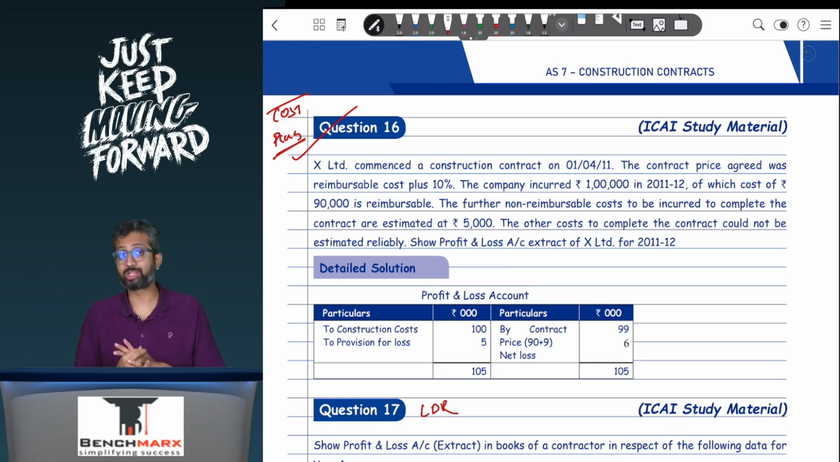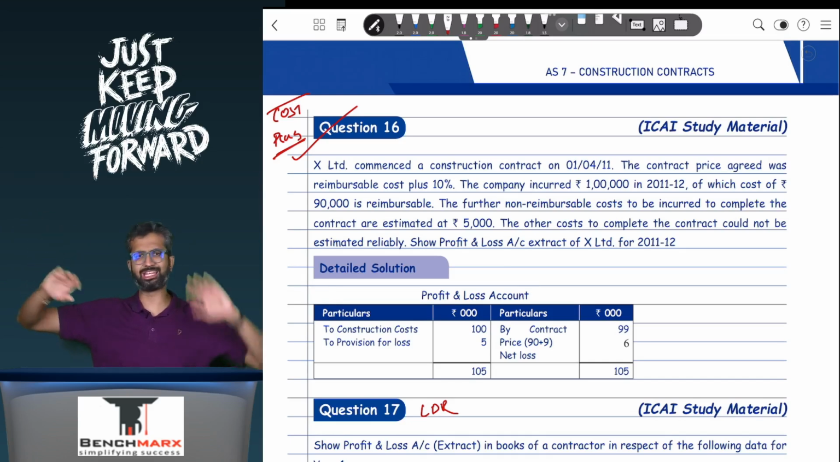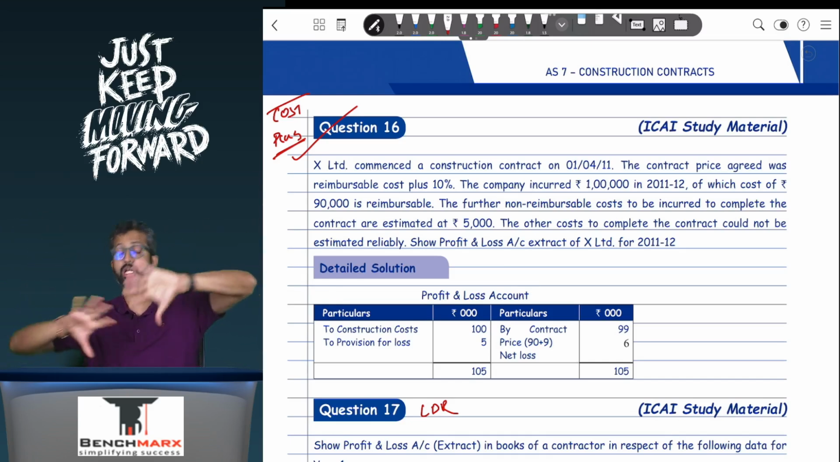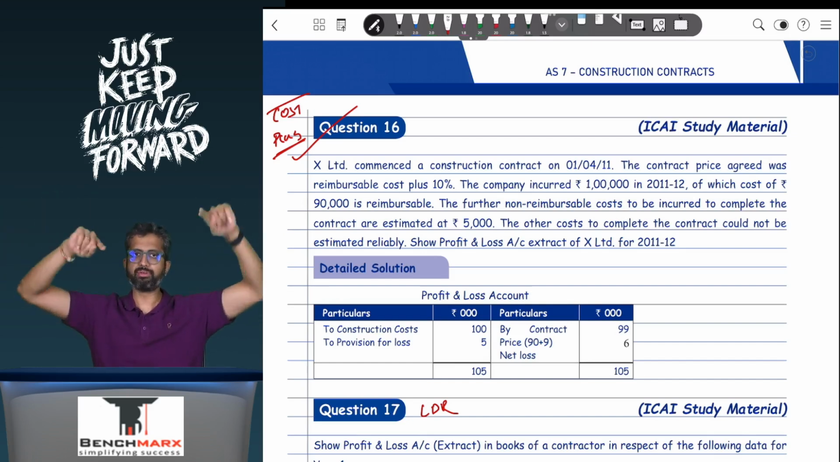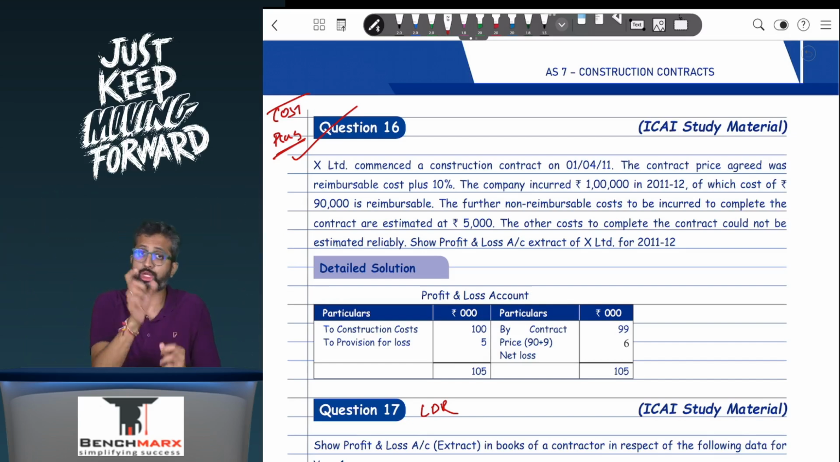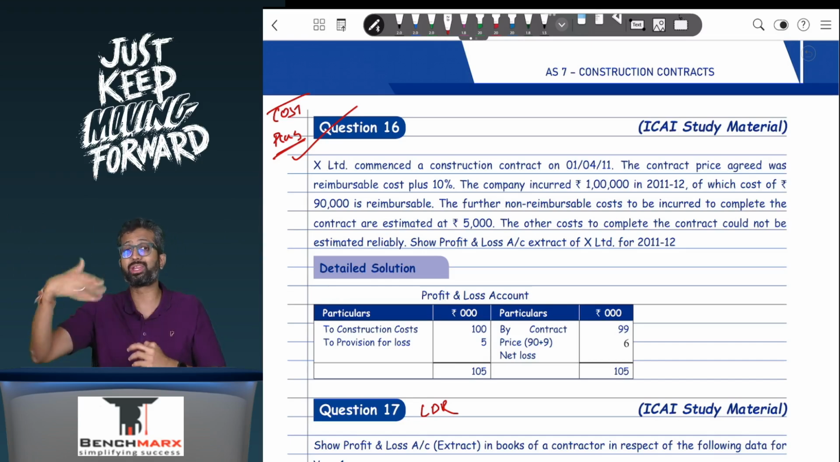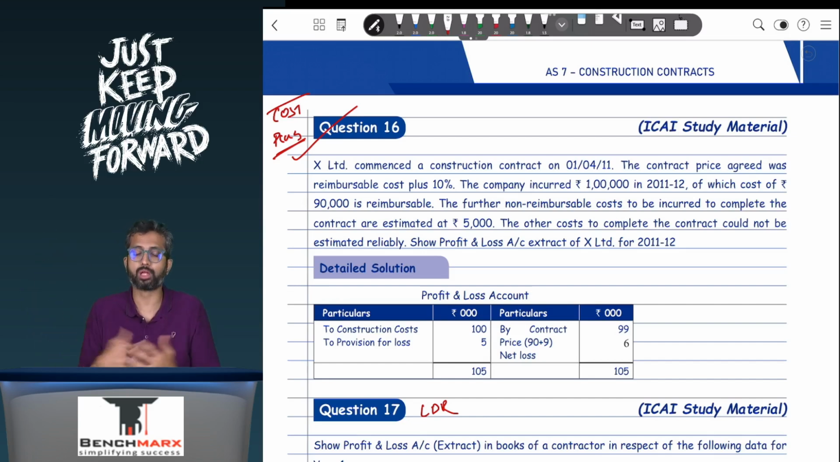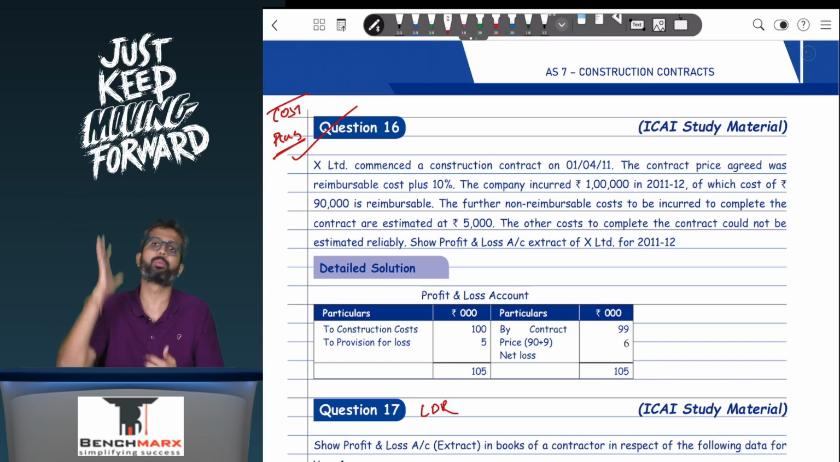Remember, all costs need not necessarily be agreed to be reimbursed. Like they have agreed to reimburse you an economy class ticket, you fly business class. So that additional amount you are not going to get compensation, and hence your cost incurred will include the total cost incurred. However, your contract revenue will be the reimbursable cost plus the profit margin. However, if in the future you are expecting that there will be further non-reimbursable cost, it is like provision for losses. You know that there is going to be certain costs which you will not be able to recover, then the standard says you create a provision for the same.